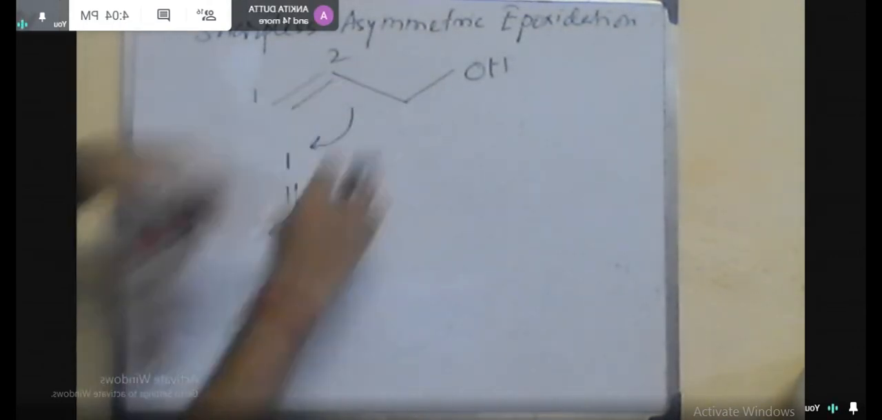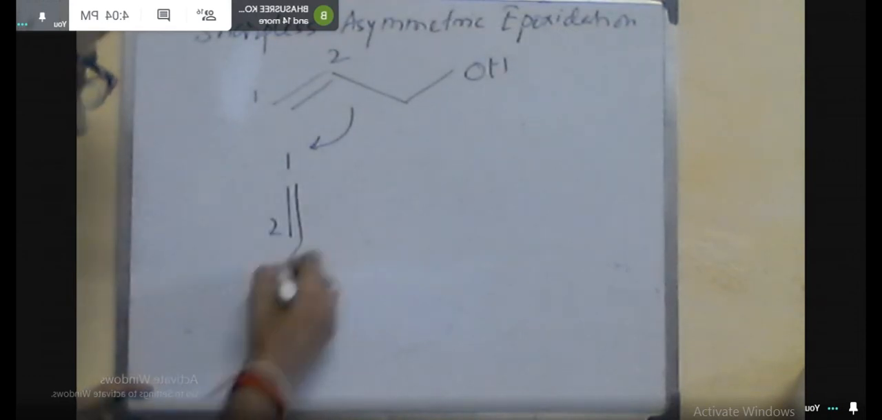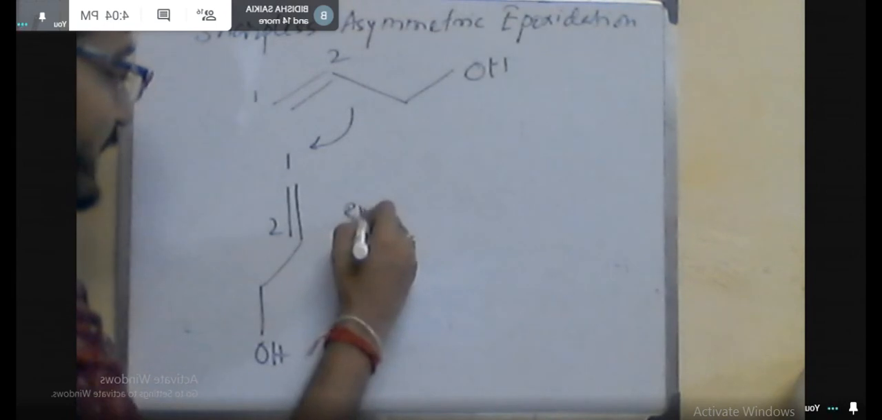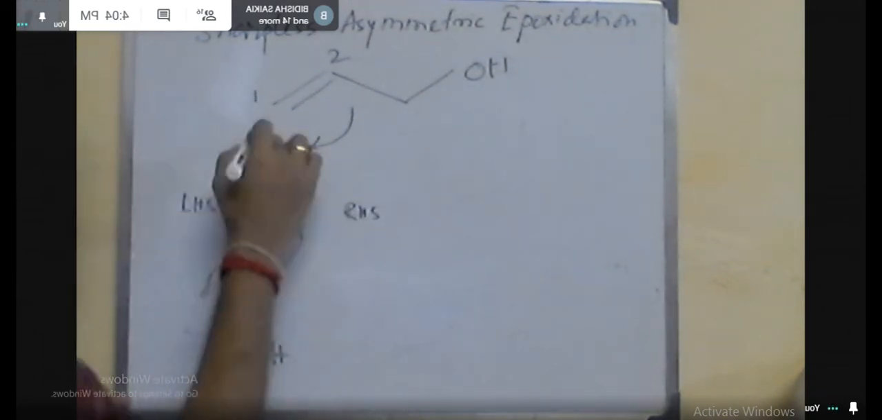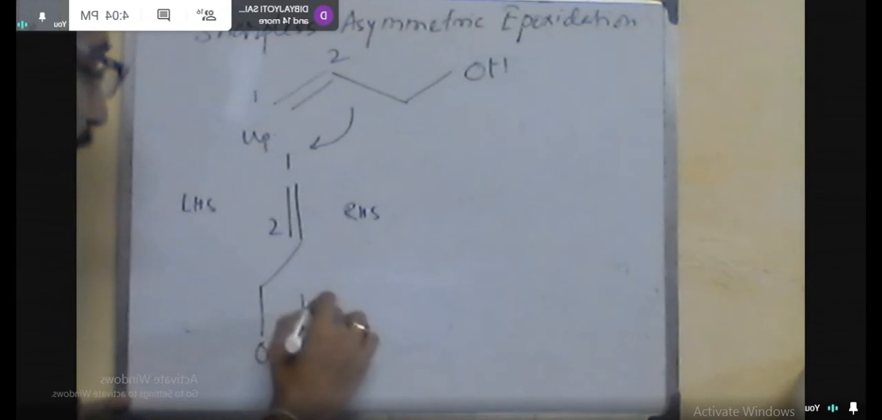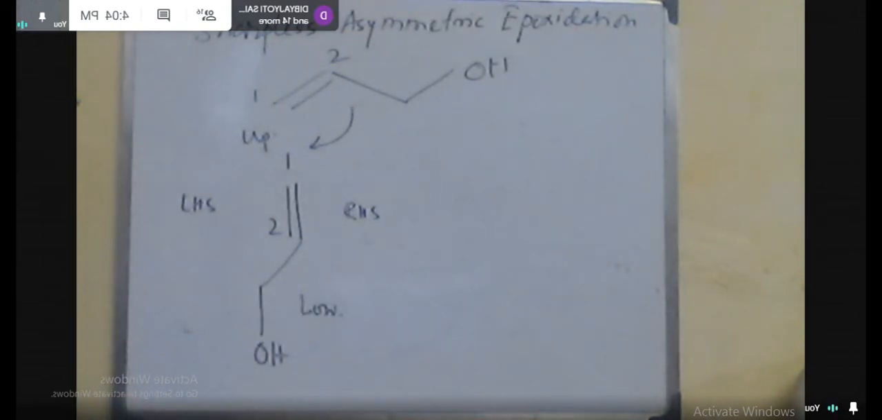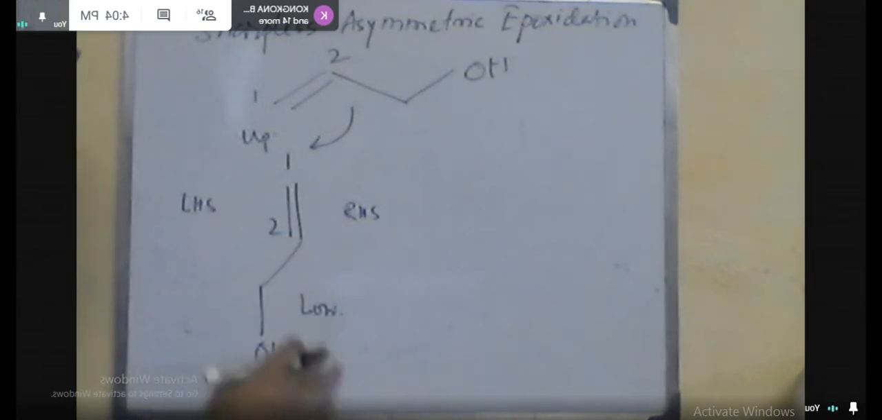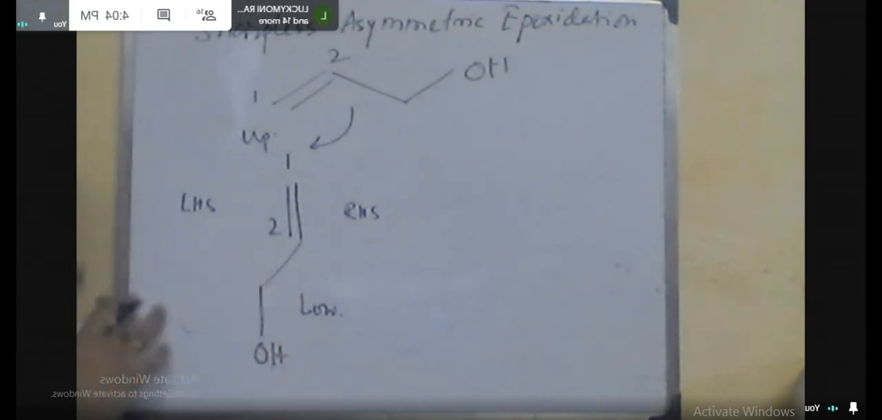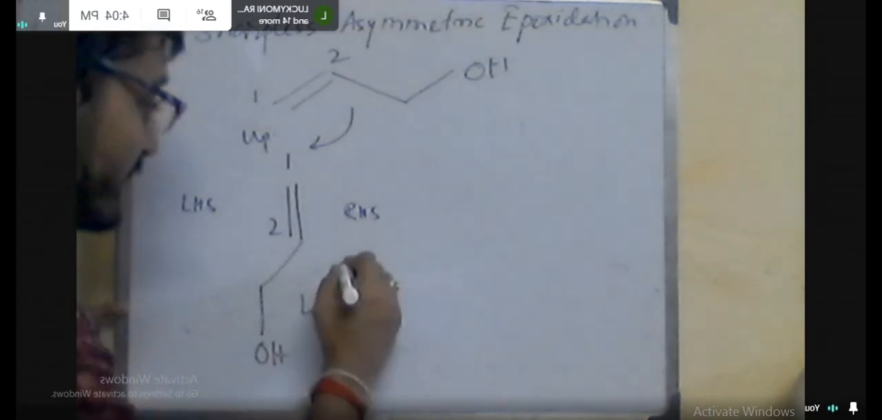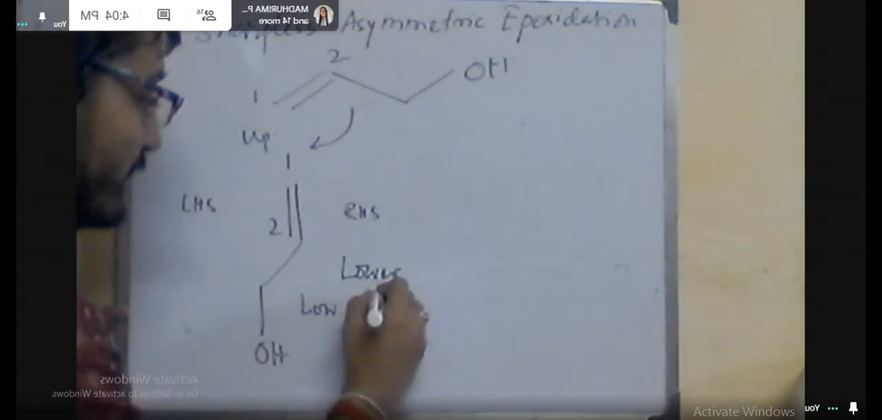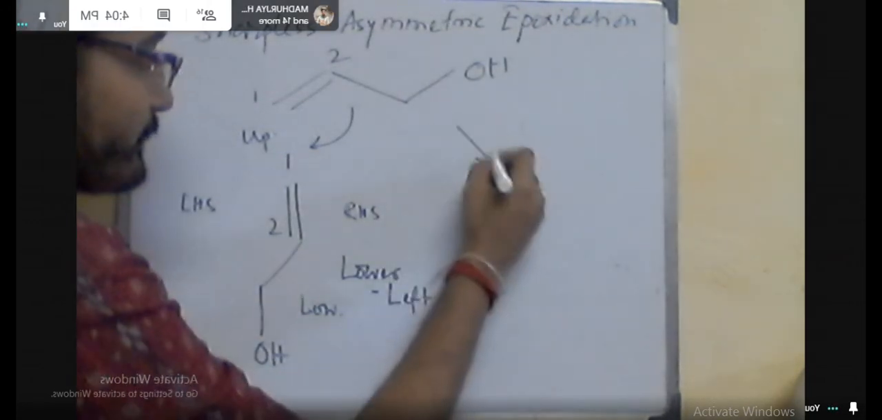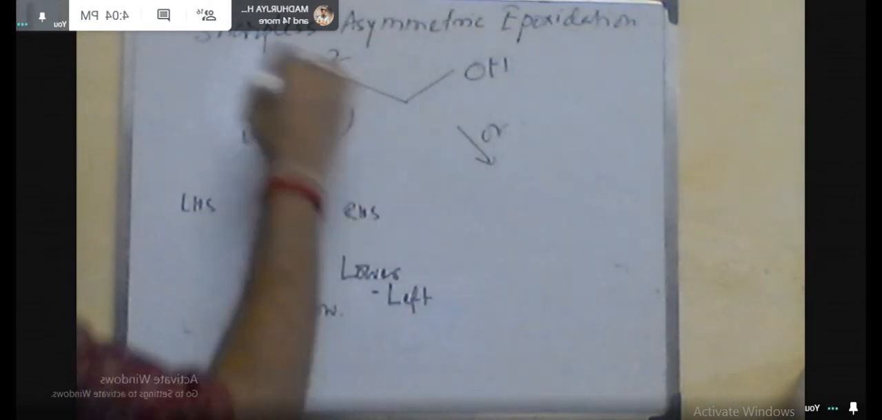Or similarly, another approach, if I rotate in the anti-clockwise fashion, here the rotation is just in the opposite direction. That means now 2 is up, 1 is down. So this bond will be like this way. So with respect to this double bond, right hand side, left hand side, upper, lower, now here you can see this is upper right.